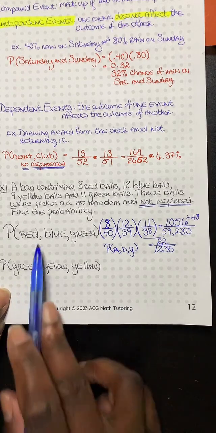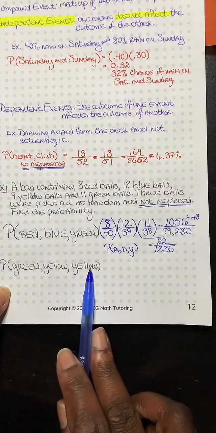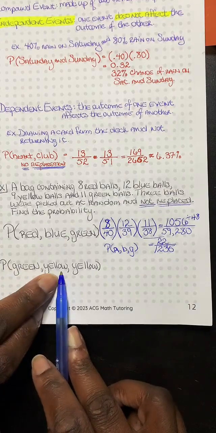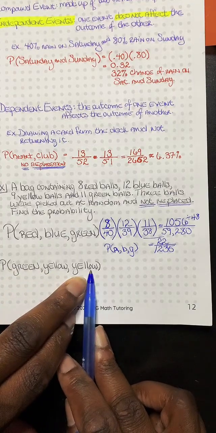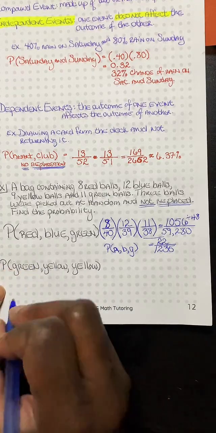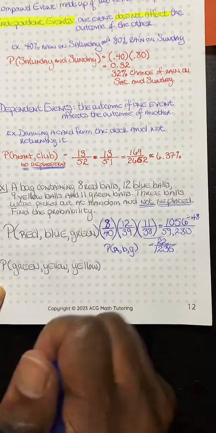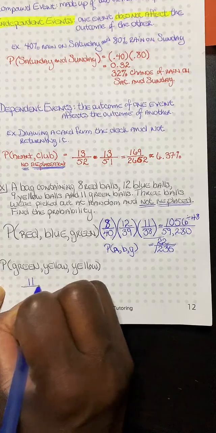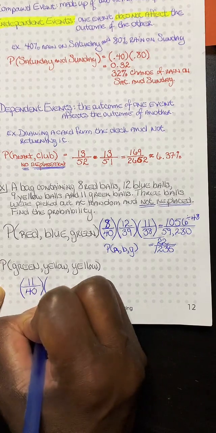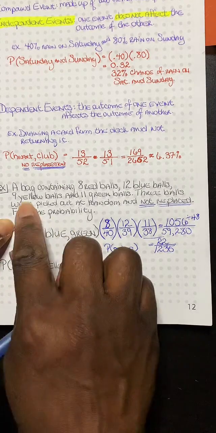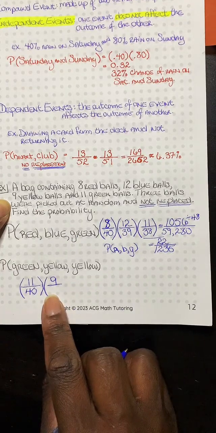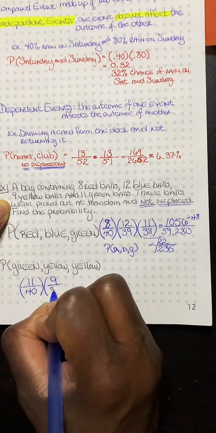So now, same situation, different probability. This time we want to find the probability of a green, then a yellow, and then a yellow again. So the probability of getting a green: we still have the same 40. Getting a green is going to be 11, so it's 11 out of 40. For us to get a yellow, it's going to be 9. But remember, we picked the ball out and we didn't replace it. So that's going to give me 39.